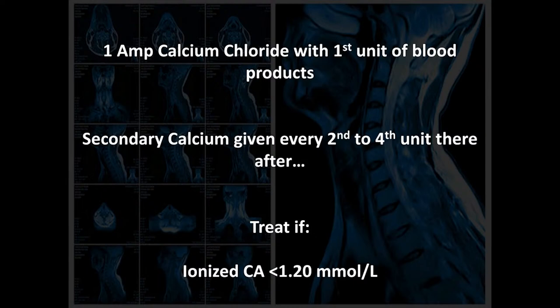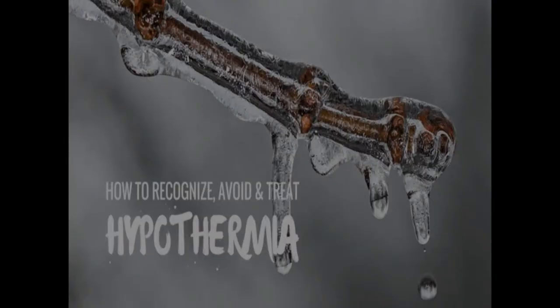Ultimately, if you have the ability to do point-of-care testing at the bedside, do you have an iStat with you that you can do these ionized calcium tests? The treatment should be to maintain ionized calcium levels greater than 1.20. So anytime it drops below 1.20 millimoles per liter, you need to be treating with more calcium. Again, as I said, 1 amp of calcium chloride is equal to 3 amps of calcium gluconate.